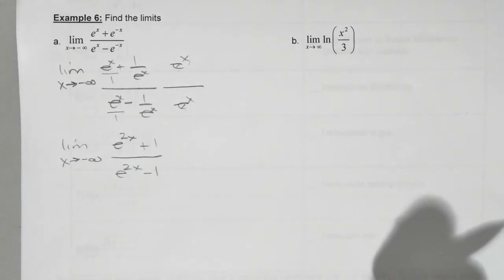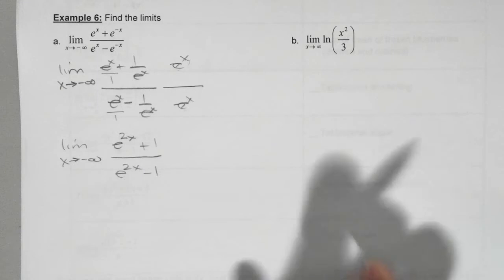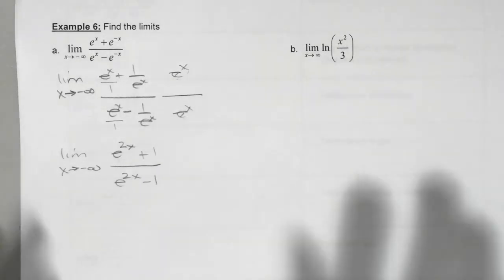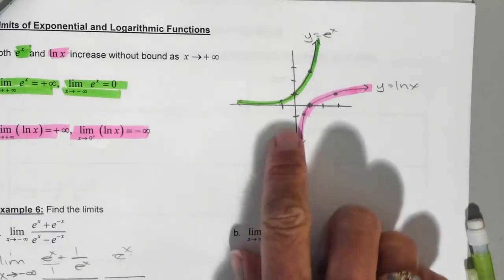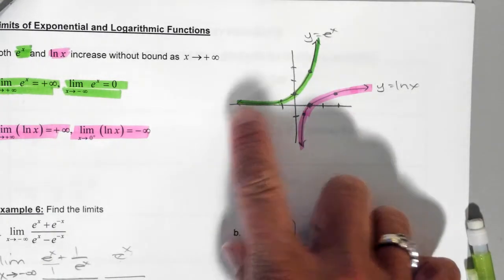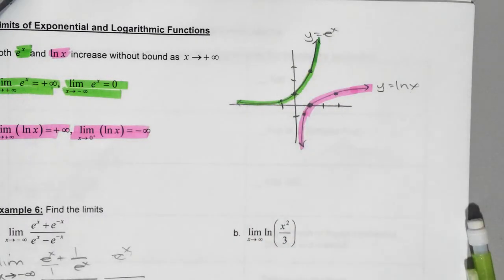So this is what I want to ask you. You have the limit as x is approaching negative infinity of e to the 2x. Let's look at e to the x. The limit as x is approaching negative infinity of e to the x, we know goes where? Where's it going? As x is approaching negative infinity, look at the green. It's going to 0.